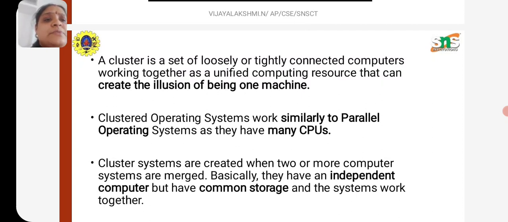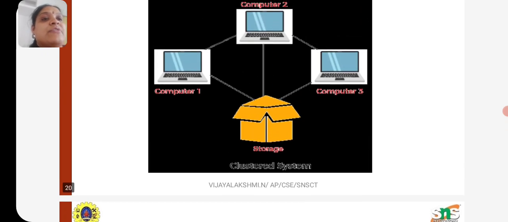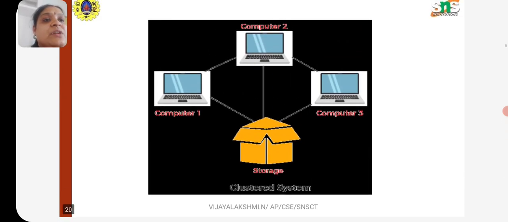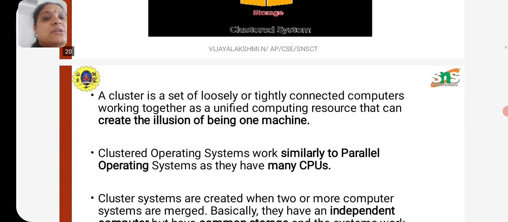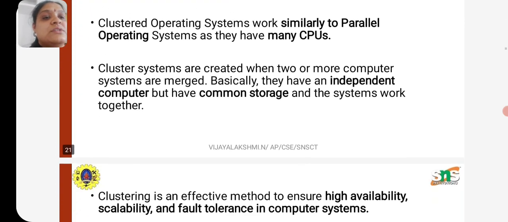A clustered operating system works similarly to a parallel operating system, where they have many CPUs. Cluster systems are created when two or more computer systems are merged. Basically, they have independent computers but have common storage, and the systems work together. So you have n number of systems connected here, the way a LAN is connected, but for our illusion it acts as a single machine which commonly stores the data in the storage area.